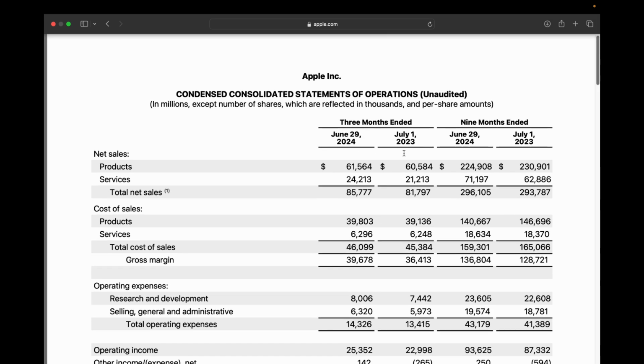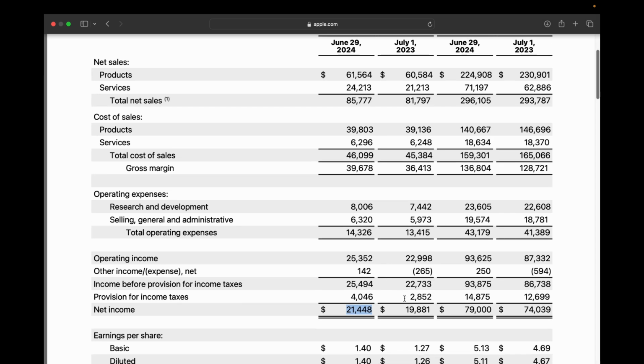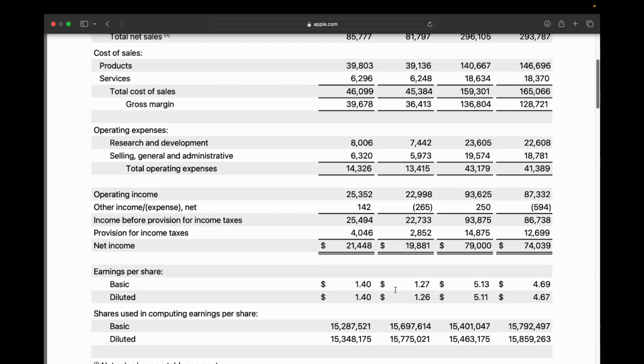In comparison to July 1st, 2023, where you had 19 billion. So again, with a very well-structured company like Apple, they're performing well. Earnings per share is exactly what the shareholder of Apple common shares, which means you and I, get out of one share.